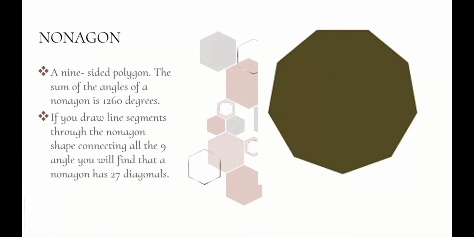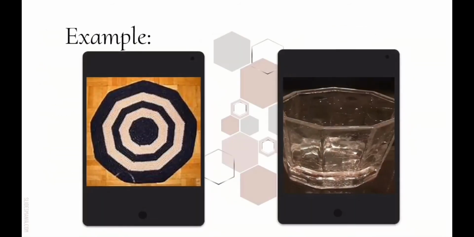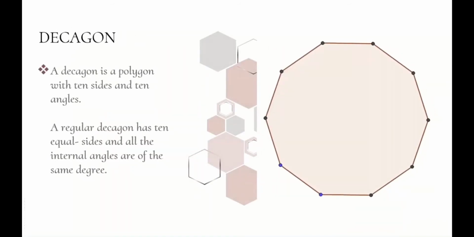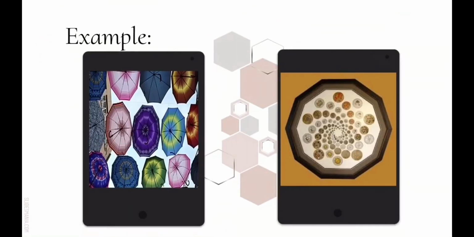Nonagon. A nine-sided polygon, the sum of the angles of a nonagon is 1260 degrees. If you draw line segments through the nonagon shape connecting all the nine angles, you will find that a nonagon has 27 diagonals. For example, a floor mat and a shot glass. Decagon. A decagon is a polygon with 10 sides and 10 angles. A regular decagon has 10 equal sides and all the internal angles are of the same degree. Examples are an umbrella and a frame.